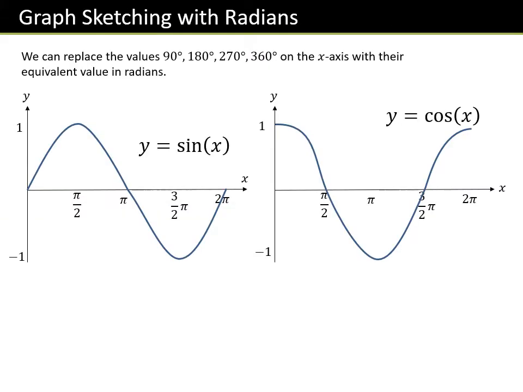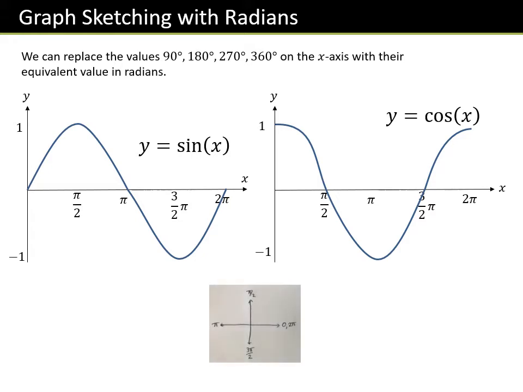Moving on here to sketching graphs of trig functions. Nothing has changed here at all. The sine graph and cosine graph are the same. The only difference is that we can replace the scale on the x-axis. Instead of degrees, we can replace it with radians. So you can see pi radians in place of 180 degrees, 2 pi radians in place of 360.